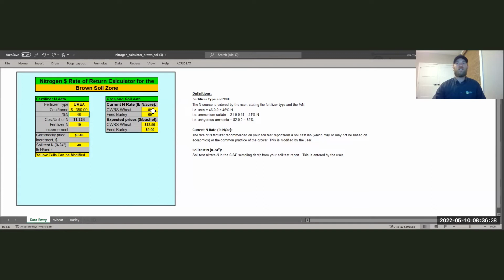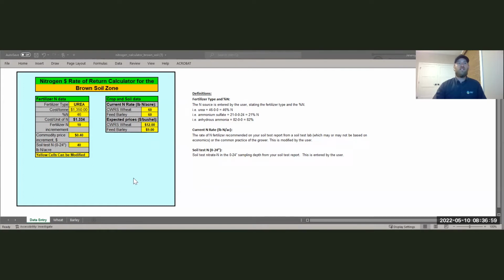In the right box, you can input how much nitrogen you plan on applying, as well as the expected market price for each crop. If you are applying 60 pounds of nitrogen in your wheat, type 60 in here. And if you expect $12 at the elevator for your CWRS wheat, change this to $12.